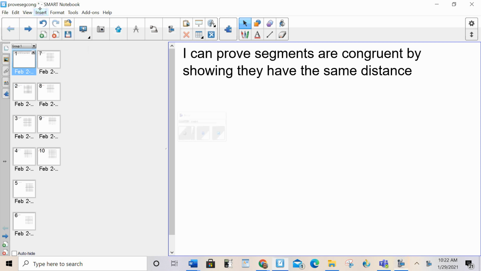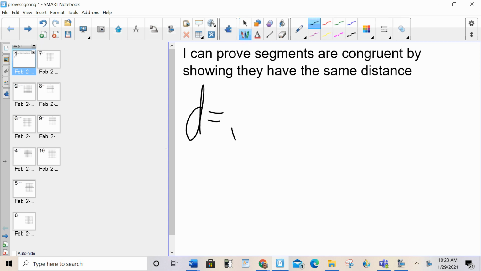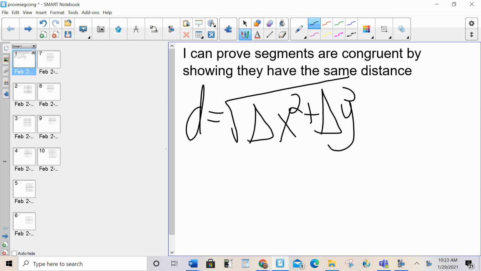Hello everybody! Today I can prove segments are congruent by showing they have the same distance. So this lesson is going to be all about the distance formula. Distance equals radical delta x squared plus delta y squared. If you're not comfortable calculating distance, then go back to the calculating distance lesson.